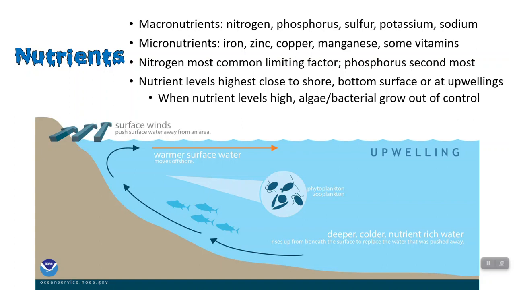Nutrient levels tend to be pretty high close to the shore or the bottom surface of a body of water, but you can also find them at something called an upwelling. It's literally what the name says, water wells up. So something drives away the surface water, and then the deeper water rises to replace it, and it brings a lot of nutrients with it, which can help support more ecosystems.